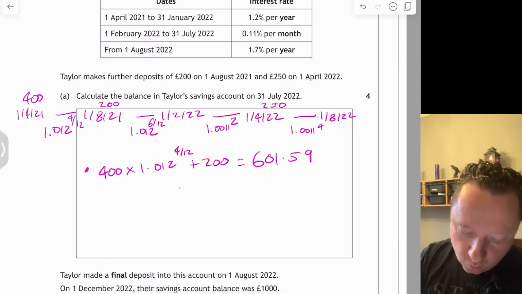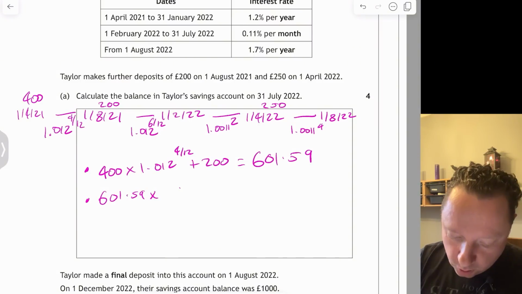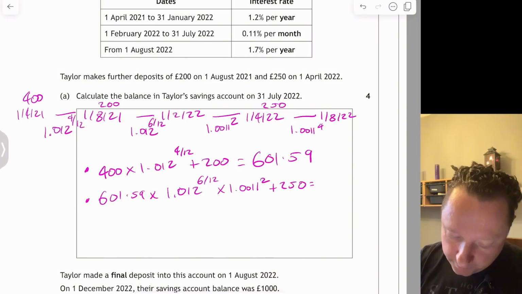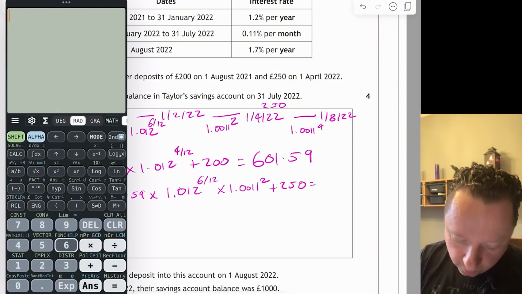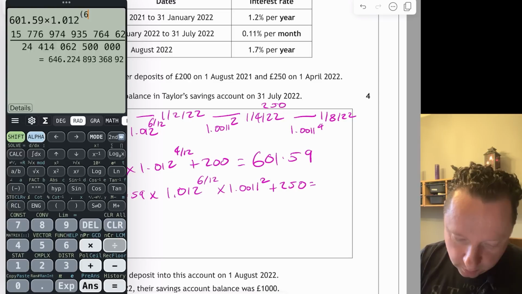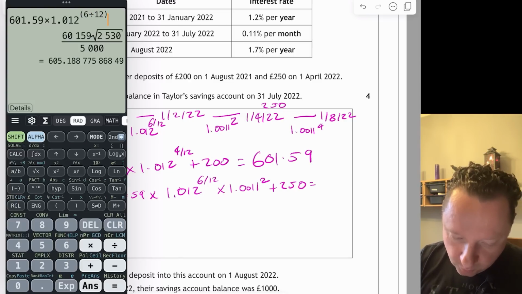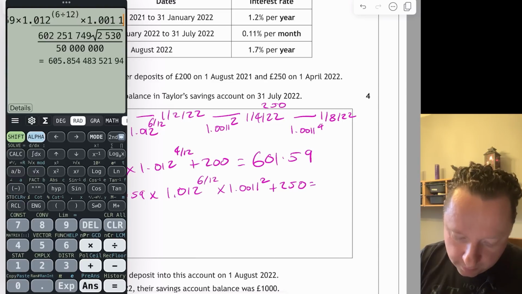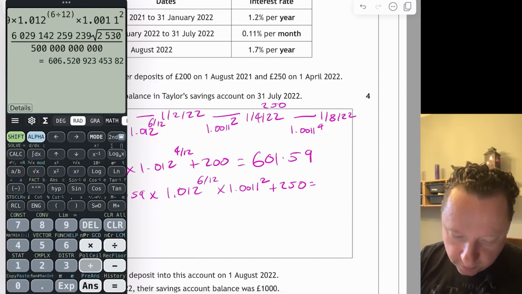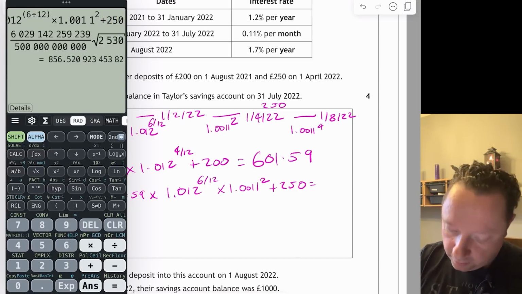Okay, so then we've got 601.59 times 1.012 to the 6 twelfths. But then we've got times 1.0011 squared. And then we add 250 at the end. So all of that, 601.59 times 1.012 to the power of 6 twelfths times 1.0011 squared plus 250 is 856.52.